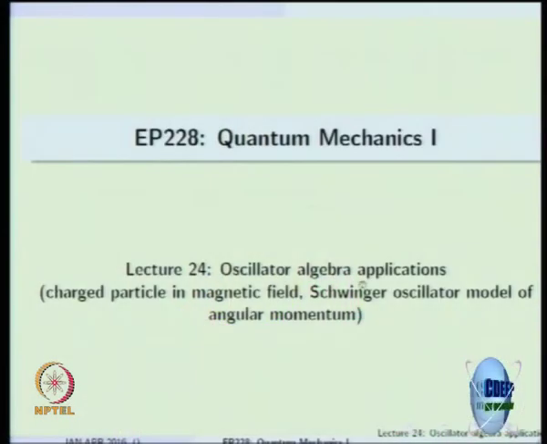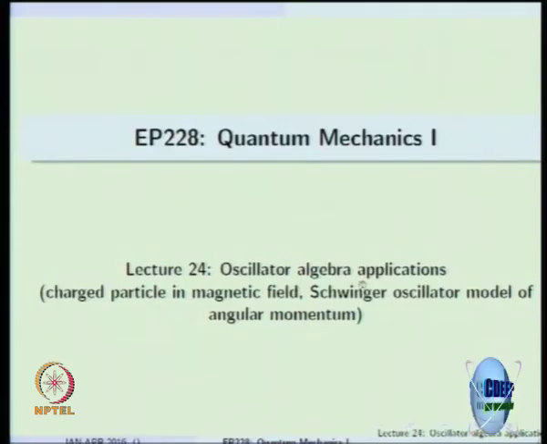Okay, so today I am going to use the oscillator algebra applications, whatever we learnt in oscillators, to solve a problem which we have done explicitly using the position space wave function for a particle in a magnetic field, and then later on we will study angular momentum algebra using this oscillator approach. Okay, so that's the plan.